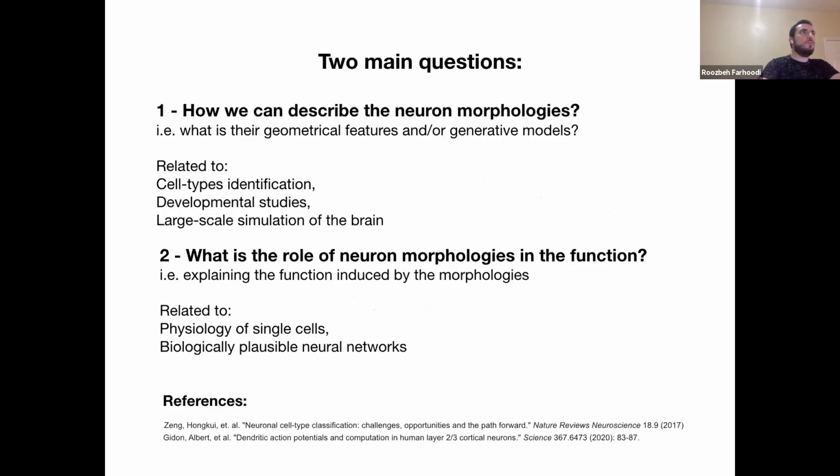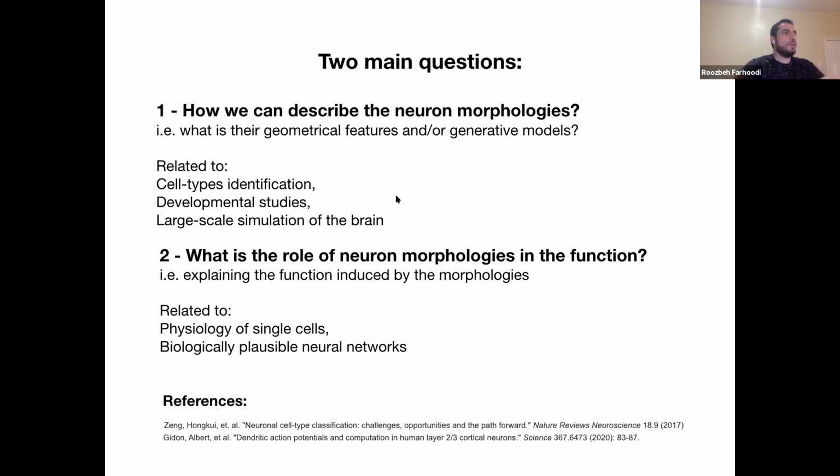In my opinion, there are two main questions when we see neuron morphologies. The first is how we can describe this geometrical structure. What are their geometrical features? What generative models make them? This relates to cell type identification. If we want to find new cell types based on morphology, we have to say what kind of geometrical features we expect. It also relates to developmental studies, where the neuron changes over time, or larger scale simulations where we want to make a big simulated version of the brain. The second question is, given the morphologies, what kind of function do we expect?